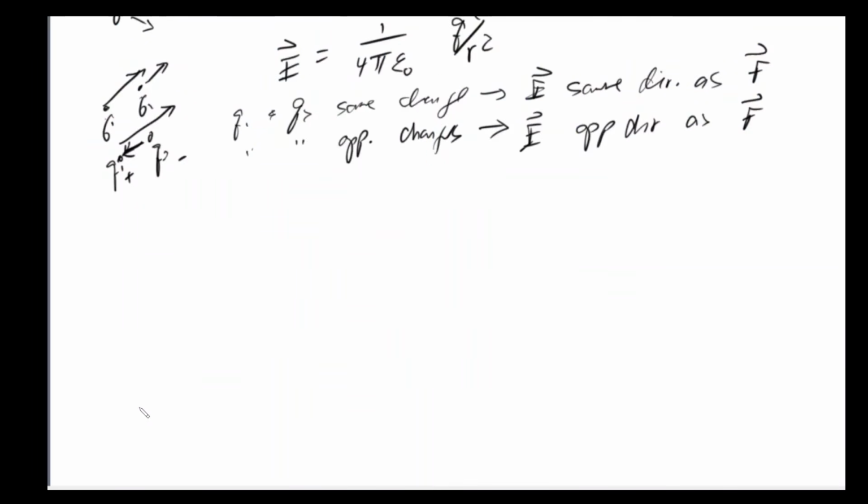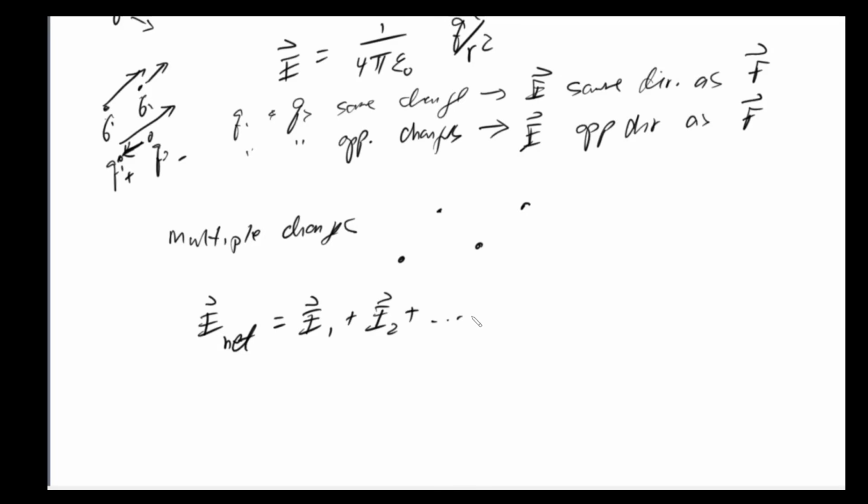Now, electric fields also undergo the principle of superposition. So if you have multiple charges present, the net electric field is the vector sum of each individual electric field. So E net would be equal to E of charge 1 plus E of charge 2 plus all the way out to E of charge n. And again, it's the vector sum.